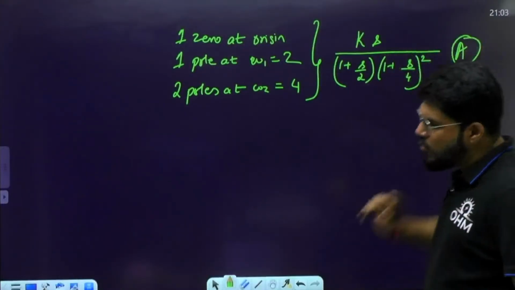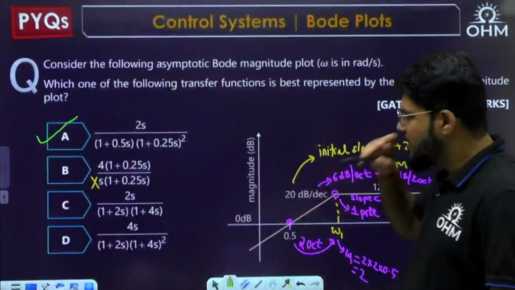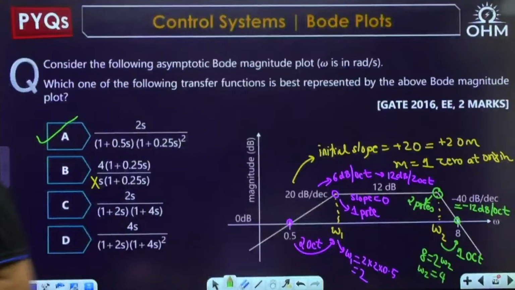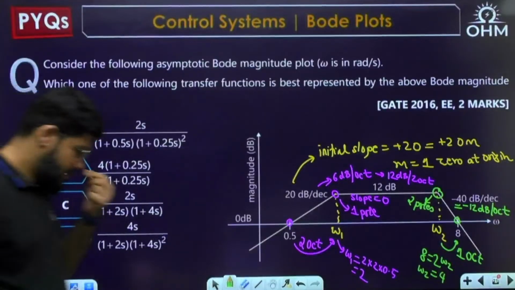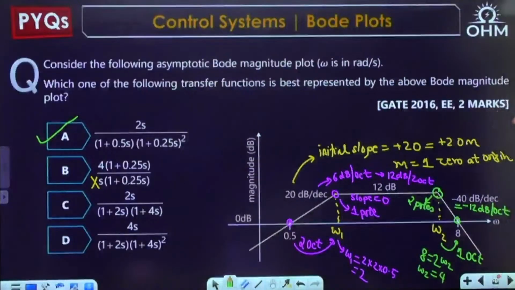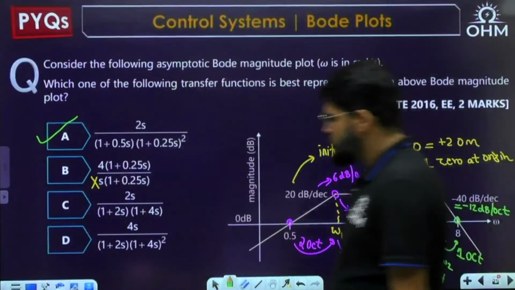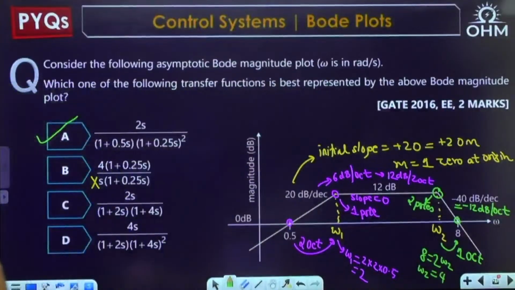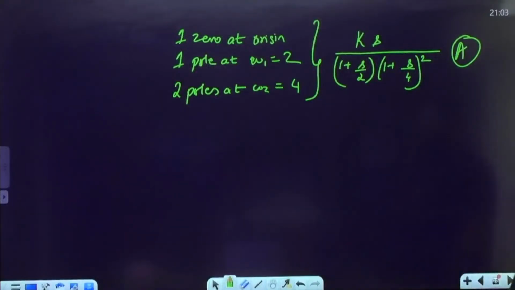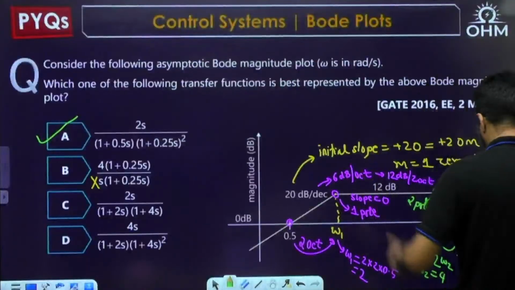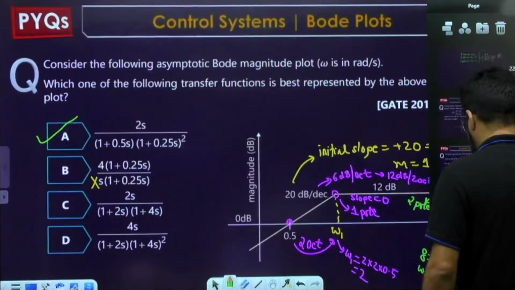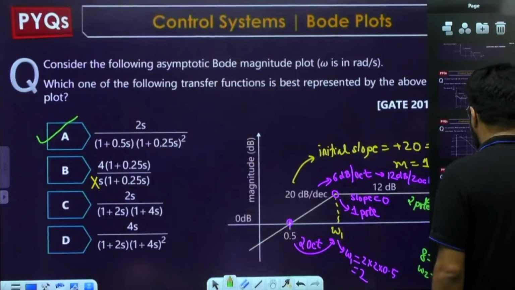If required, I told you how to find K. We know that method, but here it is not required. It is option number A. Done. So this was zeros at origin. The initial slope positive represents zeros at origin.